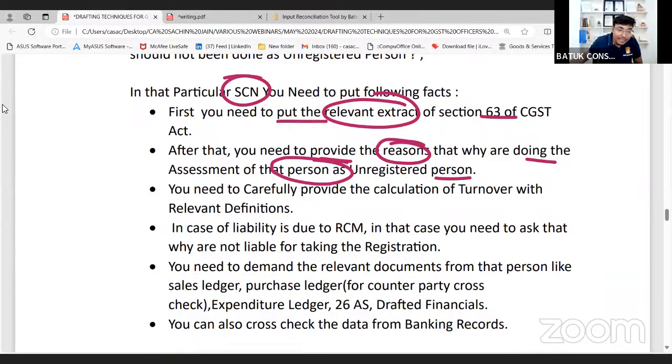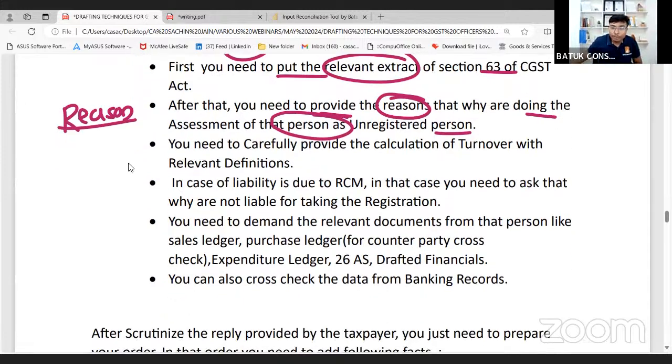So we provide the reason as well, because if you do not provide the reason in your show cause notice, then at the time of filing an appeal to the appellate authority or appellate tribunal, they may ask the departmental authority regarding this particular factor. You need to carefully provide the calculation of turnover with relevant definitions: whether the turnover is exempted, taxable, or non-GST supply. So you have to provide the complete calculation of the turnover.